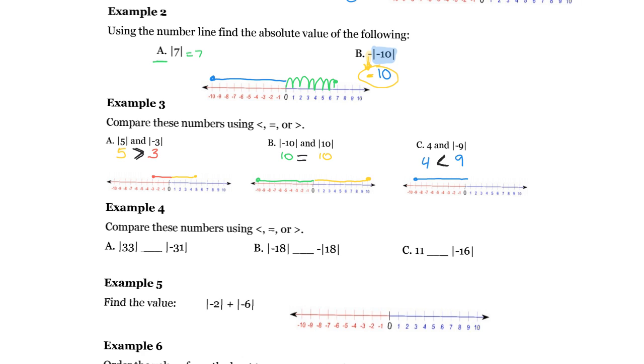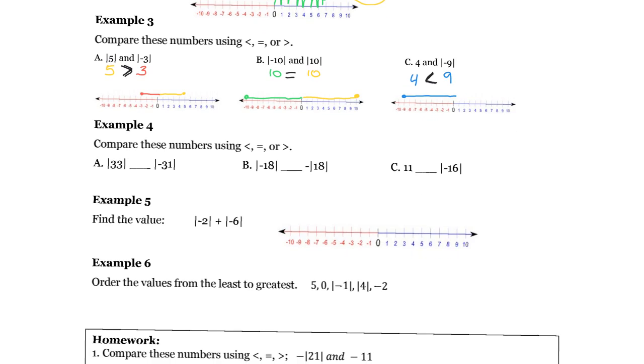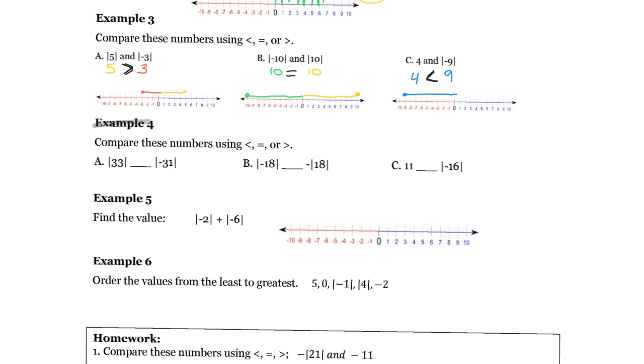All right. I want you to pause your video and try all of example 4. So I want you to do A, B, and C for example 4. So I want you to do all 3 of those. Hopefully you got the same answers. 33 is bigger. B is also greater than. C would be less than.